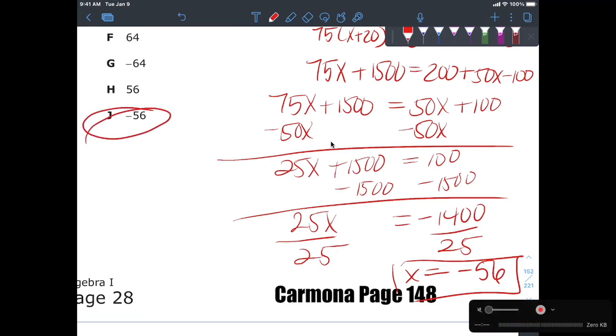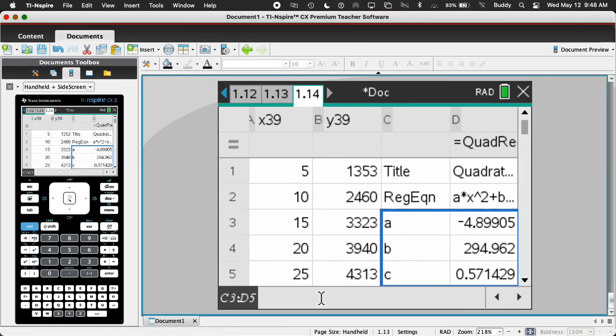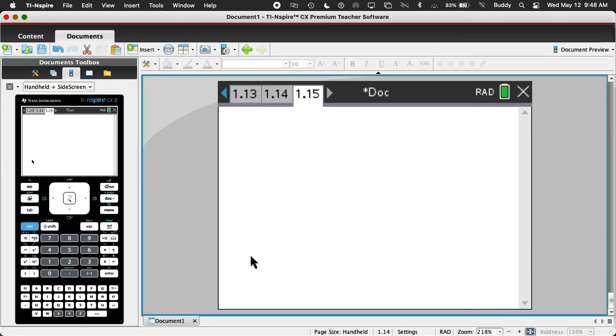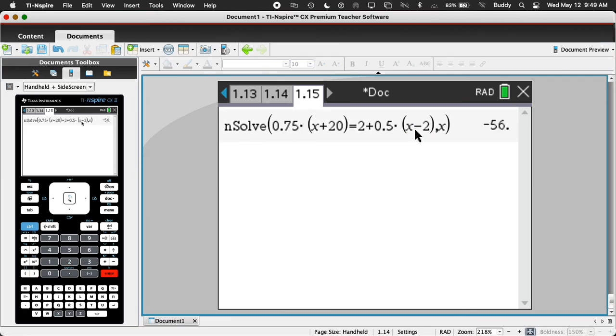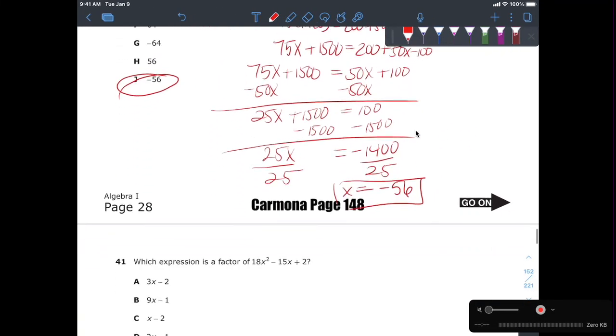But let's go ahead and just test this utilizing my NSolve. So I'll head over here to my calculator page. I'm going to go ahead and start a new NSolve. Comma x, we got to tell it who it's looking for. And look at that, the same exact answer that we got. So we got number 40 correct.